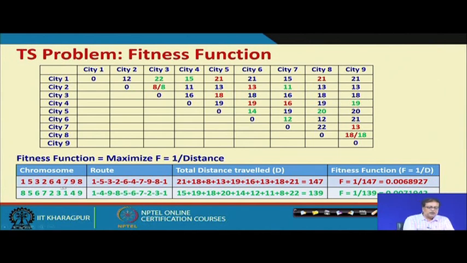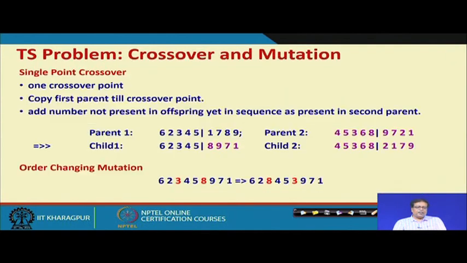So, you see this is the first chromosome, this is the route, this is the second chromosome, this is the route. From the matrix we found the total distance travelled, in this case 147, in this case 139, and 1 by that will give us the fitness function value. So, we can find out the fitness function in this manner.